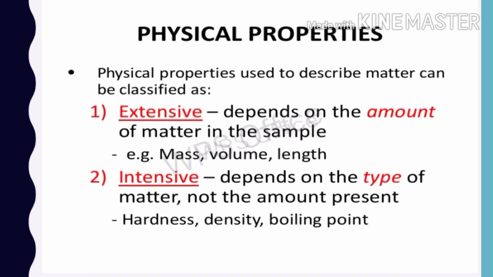Physical properties used to describe matter can be classified as extensive and intensive. The extensive depends on the amount of matter in the sample, for example, the mass, volume, and the length. The intensive depends on the type of matter, not the amount present, for example, the hardness, density, and the boiling point.